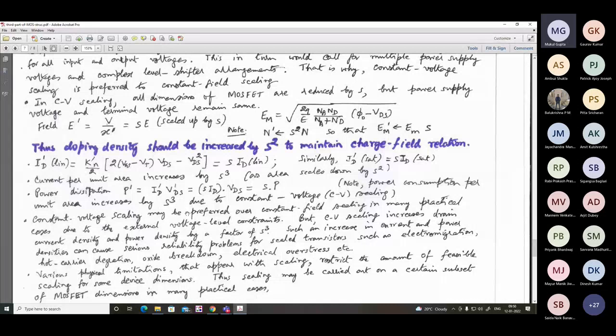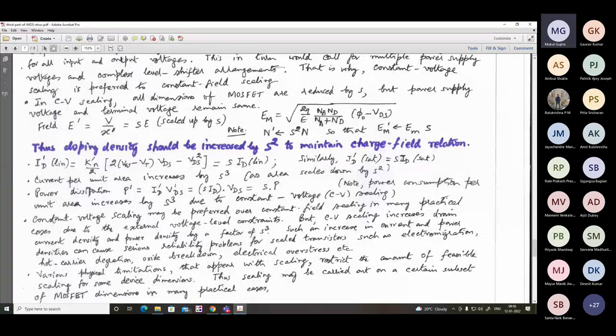So apart from silicon, germanium technology is there, then carbon nanotube, all these things. But in our digital electronics course, digital VLSI course, we restrict mostly to MOS technology. So various physical limitations that appear with scaling restrict the amount of feasible scaling for some device dimension. The scaling may be carried out on a certain subset of MOSFET dimensions in many practical cases.